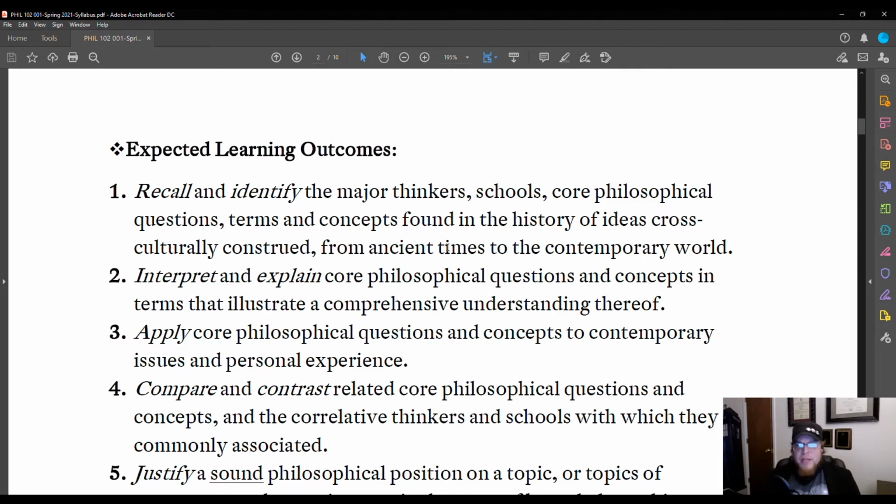Fourth, compare and contrast related core philosophical questions and concepts and the correlative thinkers and schools with which they are commonly associated. Be able to compare and contrast and say, well, these people think this, but these people think this. Plato thinks this, but Aristotle thinks this. Kongzi thinks this, but Mozi thinks this.